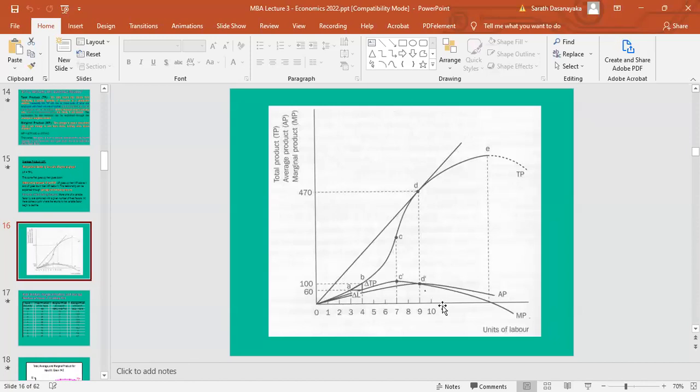Then what is going to happen for the total product? You have total product, average product, marginal product. Here, as the unit of labor increases, how is the production behaving? Economists can say a lot with a single curve. That is the beauty of this subject.